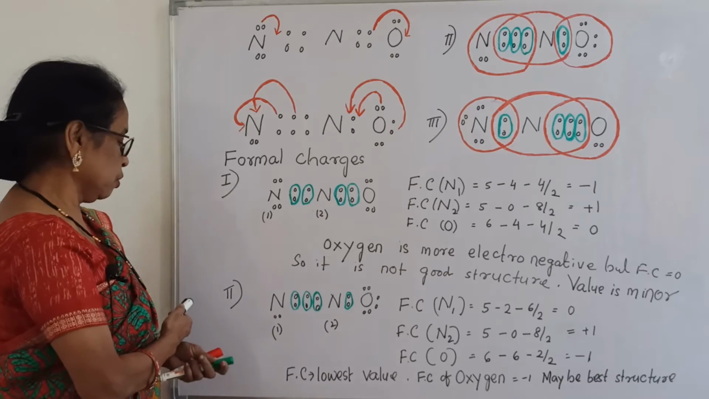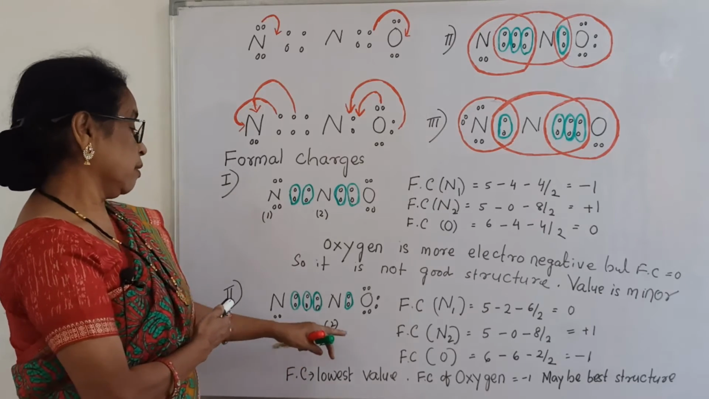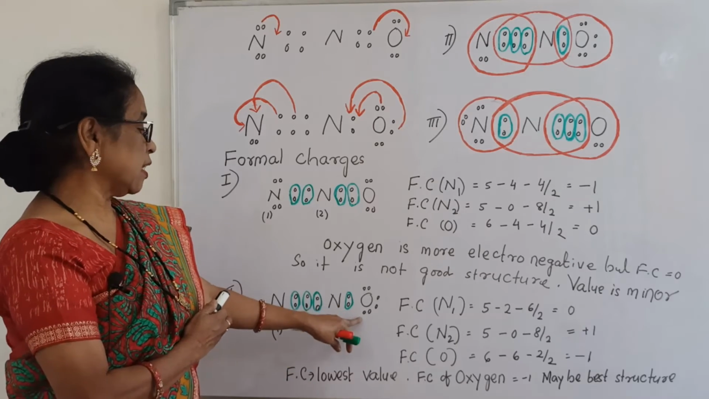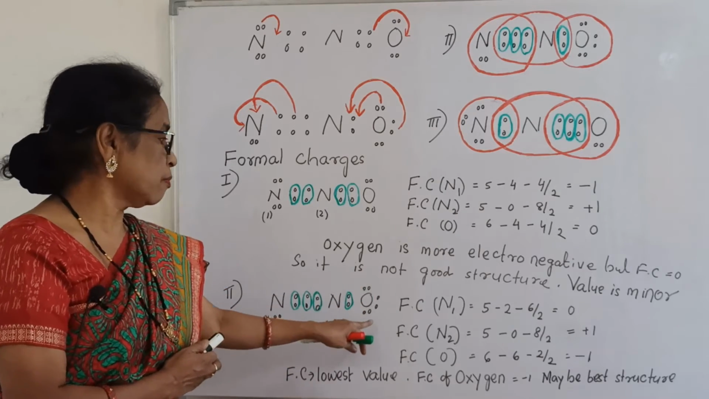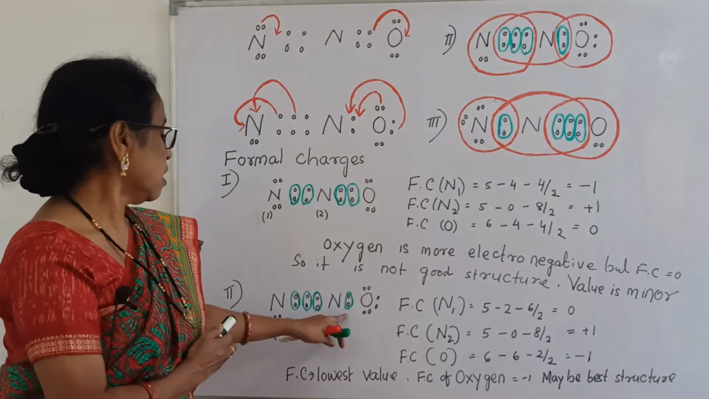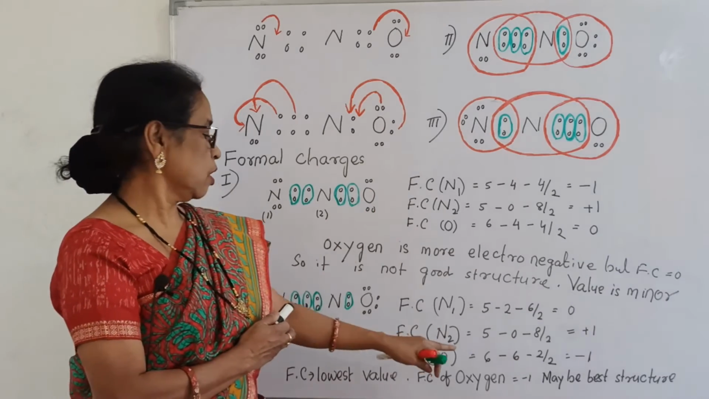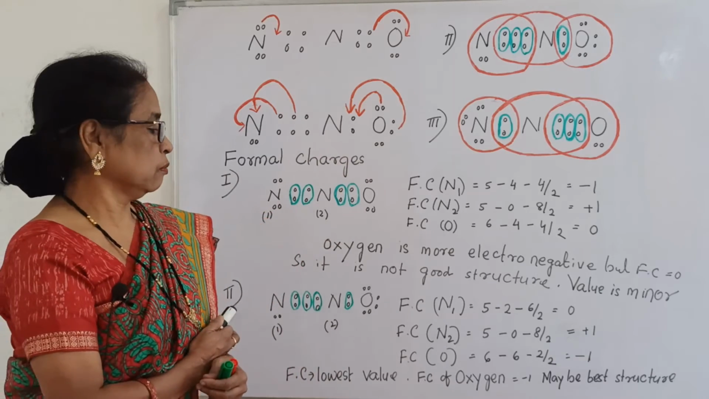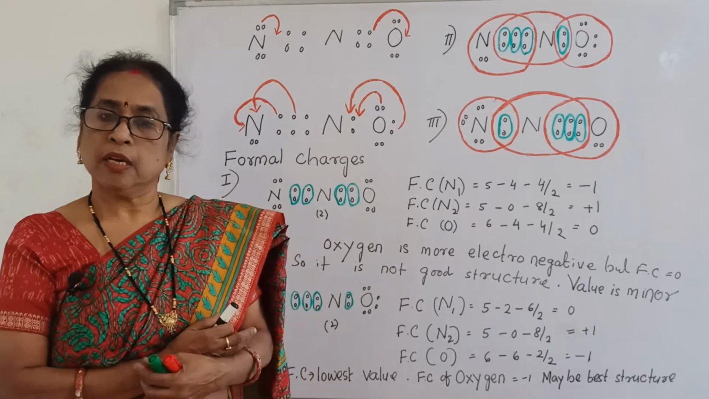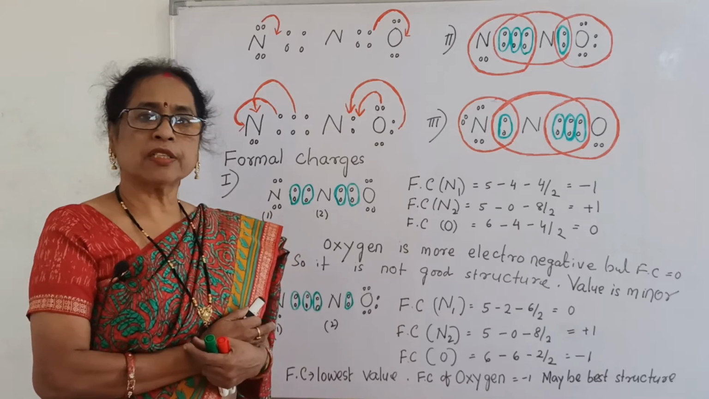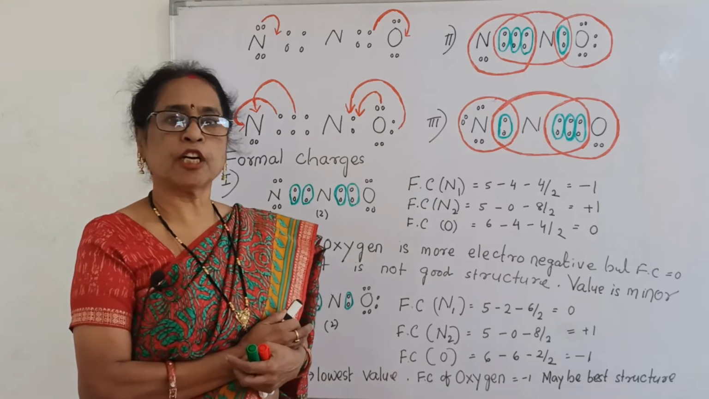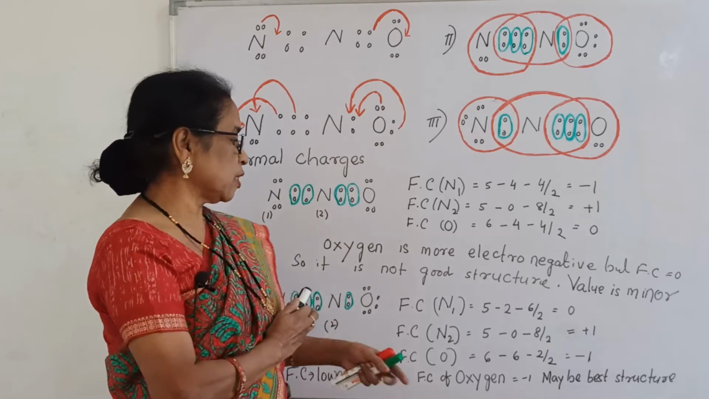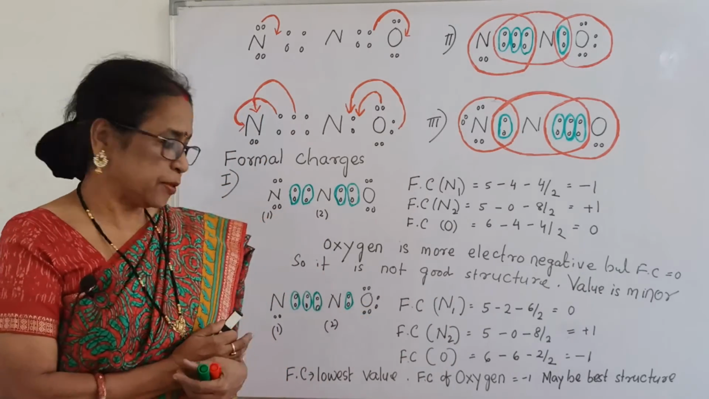And next, come to the formal charge of oxygen. What is the valence electron? 6. And how many non-bonding electrons? 6. How many bonding electrons? 2. So 6 minus 6 minus 2 by 2, that is equal to -1. Now you can see here the oxygen satisfied the formal charge because it is -1. It is more electronegative than nitrogen, so it also acquires a negative charge.